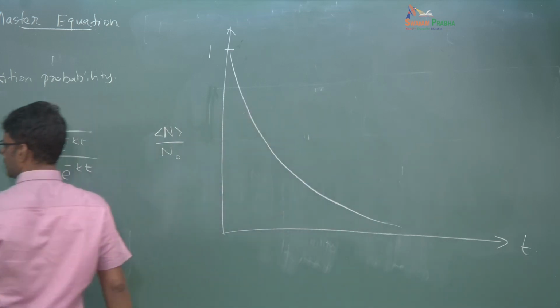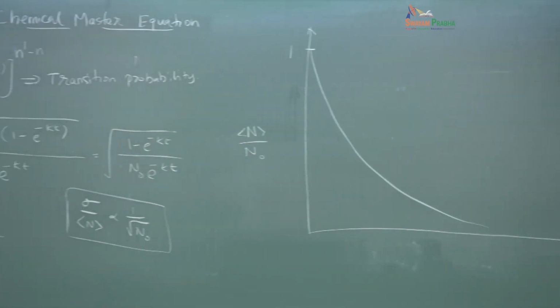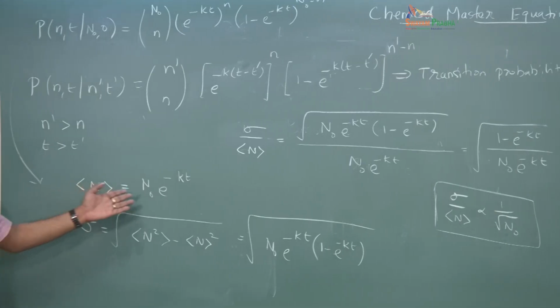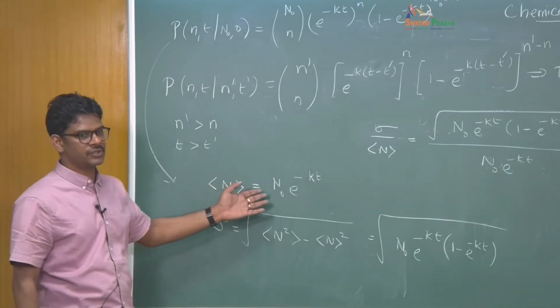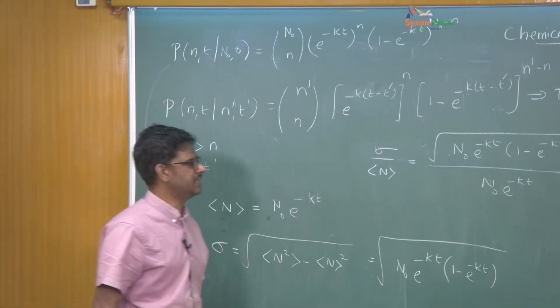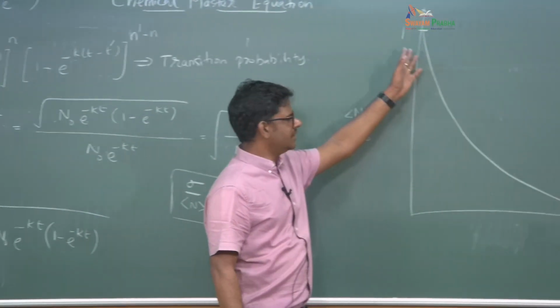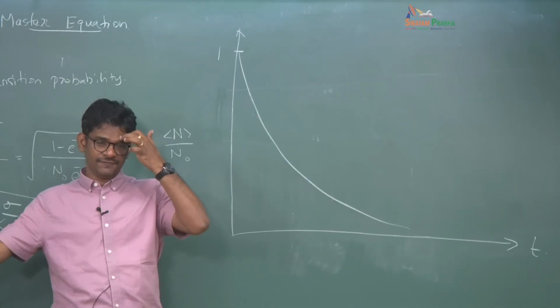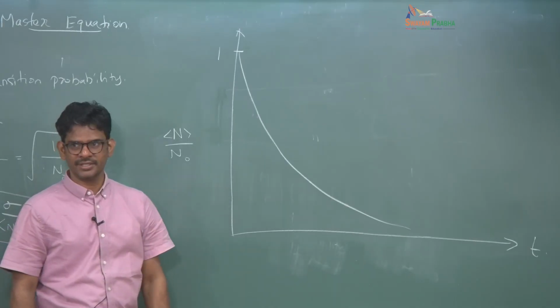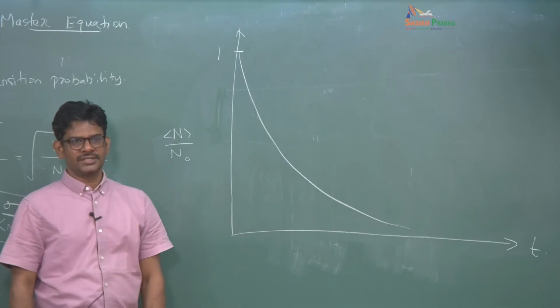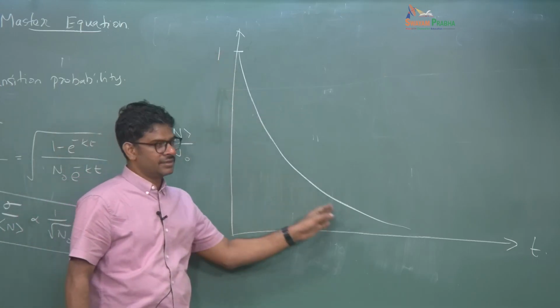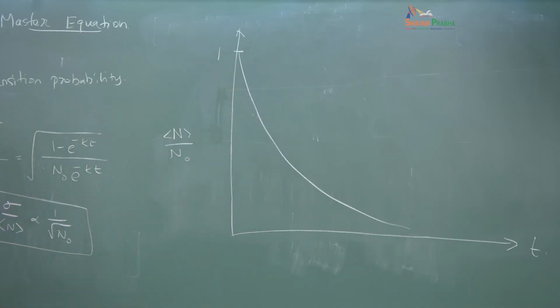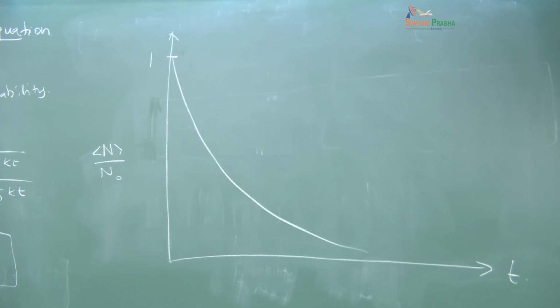So if I look at this mean itself, and if I non-dimensionalize this with respect to n naught, then the mean is going to change as e power minus kt. So as a function of t, you will see an exponential decay. This decay depends on the rate constant k, and k itself is dependent on temperature. Once the temperature is kept constant, then k is constant. So you'll have this kind of exponential decay of the number of molecules of A as a function of time.